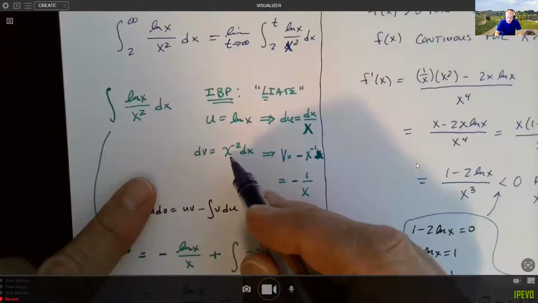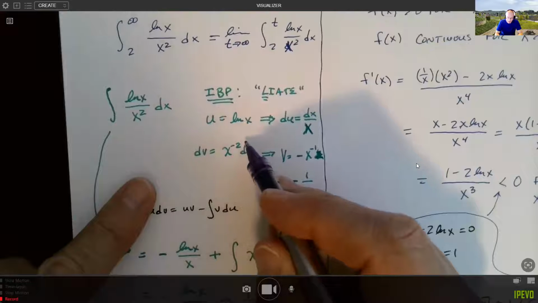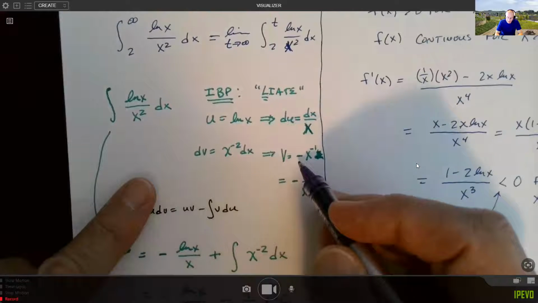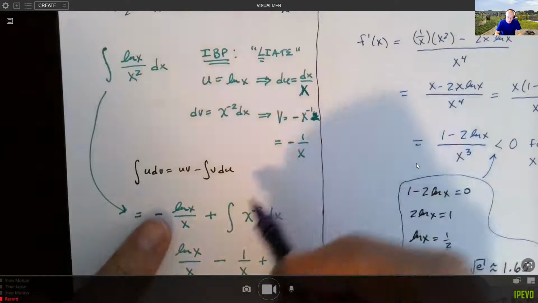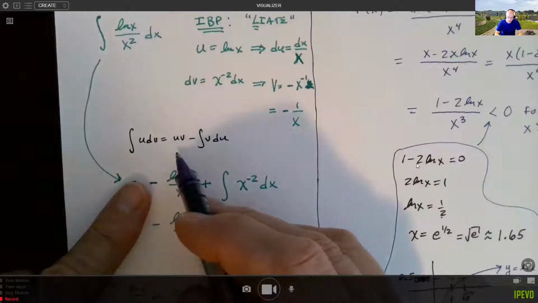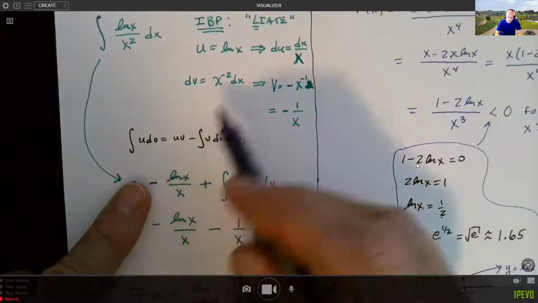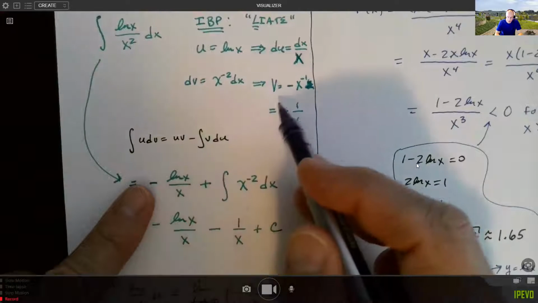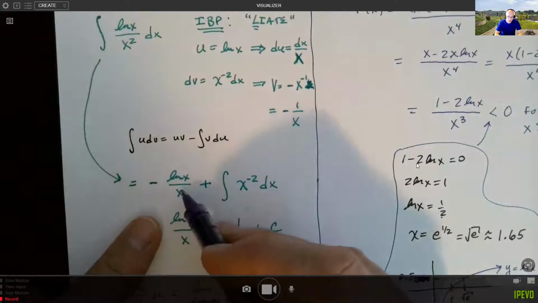If I integrate x to the negative 2, what do I do? I add 1 to negative 2, I get negative 1, divide by negative 1, I get negative x to the negative 1, or negative 1 over x for my v. So remember, here's the integration by parts. Integral u dv is uv minus integral v du. So my u is natural log of x times v, negative 1 over x, gives me negative natural log of x over x when I multiply those.